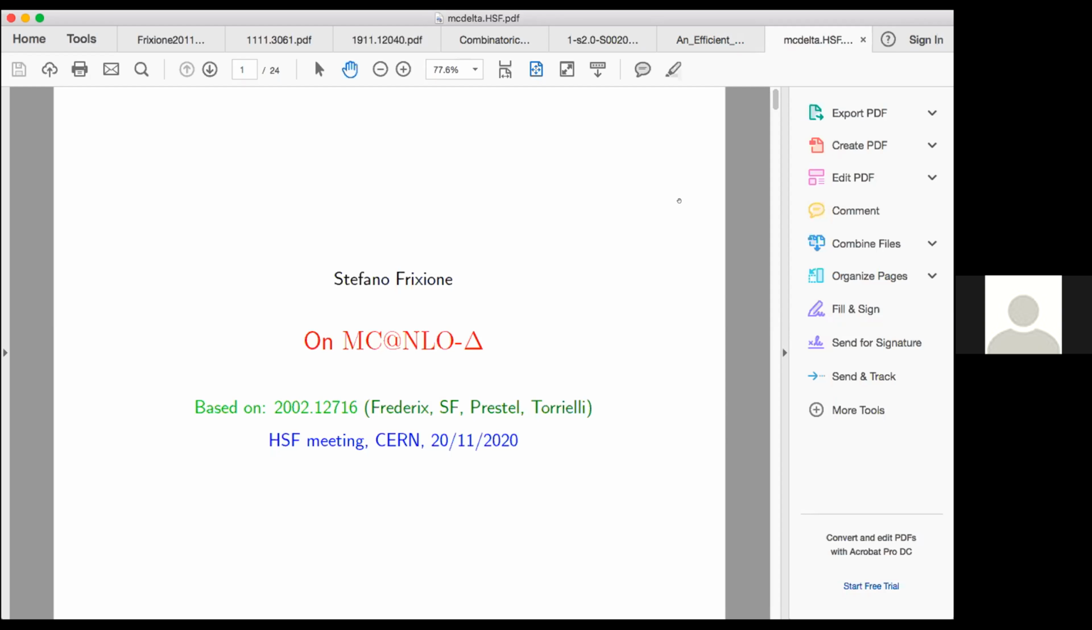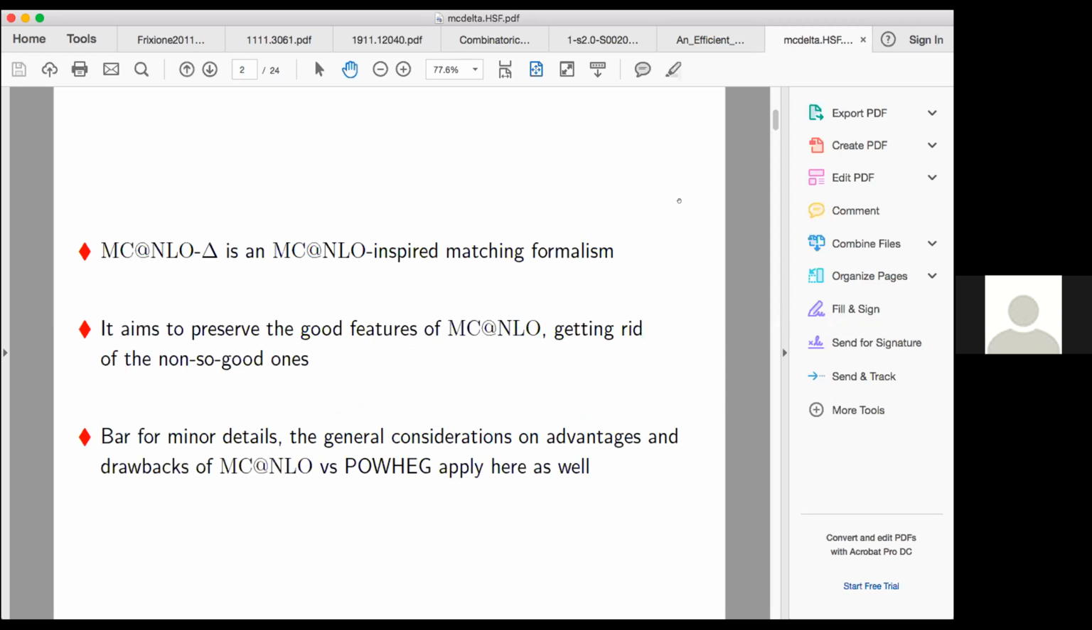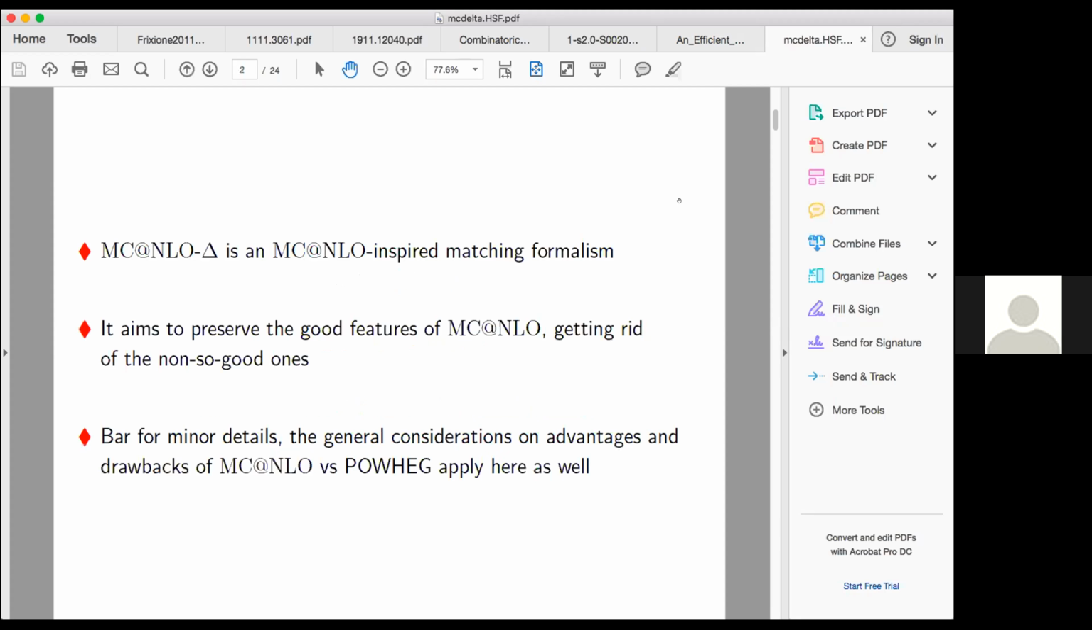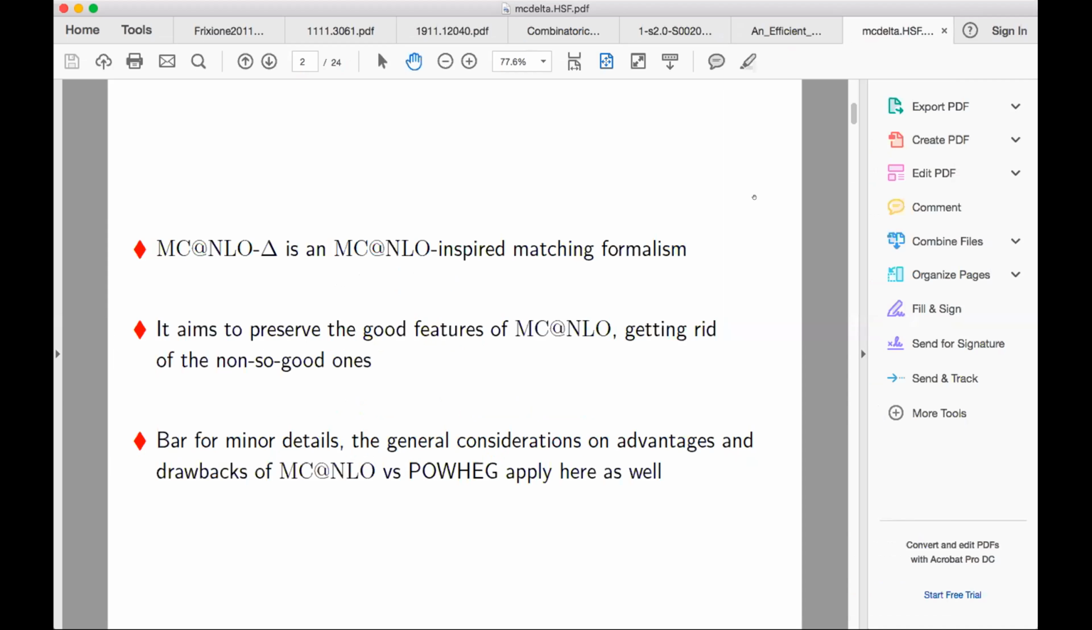So thanks for the invitation. What I'm going to talk about today is essentially based on this paper, which Josh already mentioned. Let me start by saying that MC@NLO-Delta is an MC@NLO-inspired matching formalism, and it aims to preserve the good features of MC@NLO while getting rid of the not so good ones, which are essentially the negative weights. In general, although the matching formalism is different from MC@NLO, you can largely say the same thing in the comparison of MC@NLO versus POWHEG as for MC@NLO-Delta versus POWHEG. So I will not talk about this any further here.